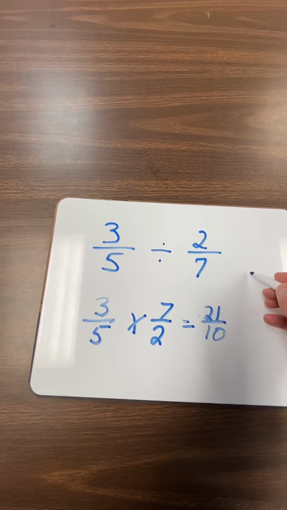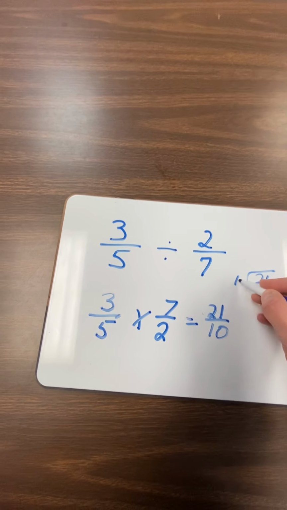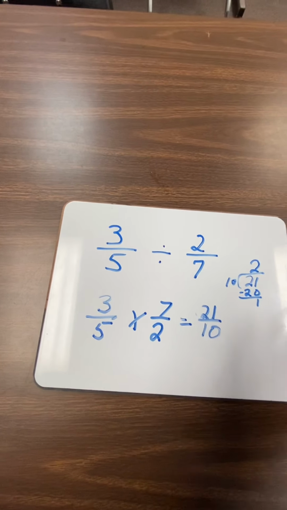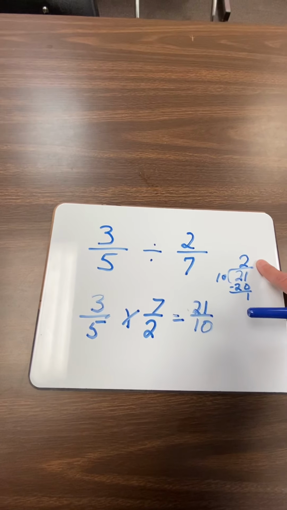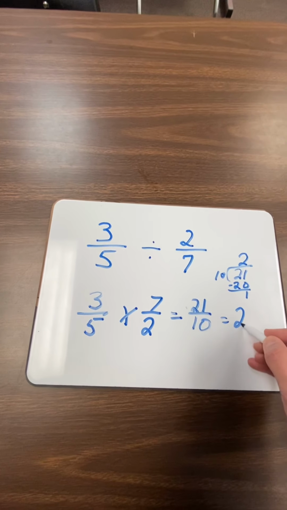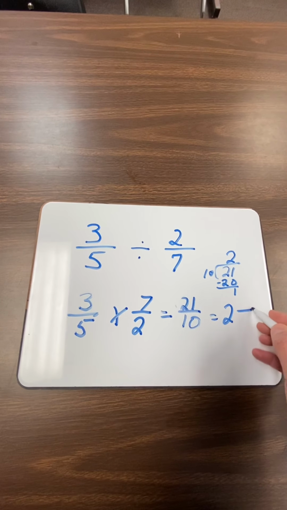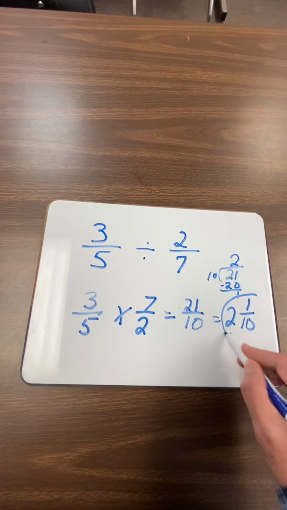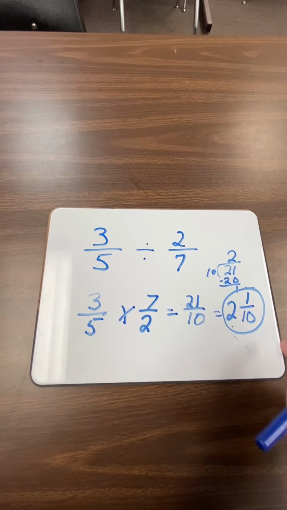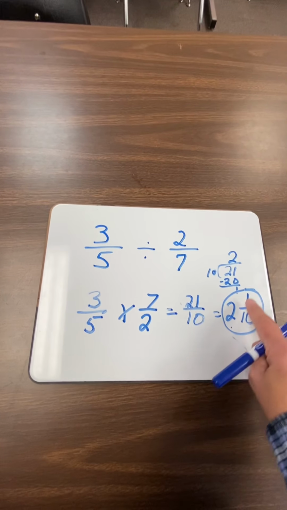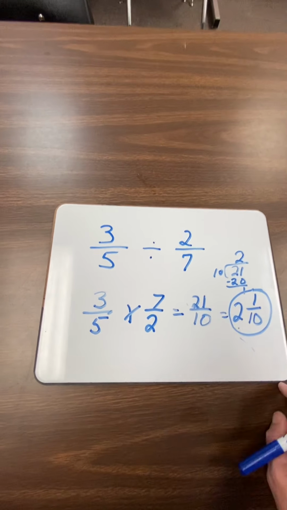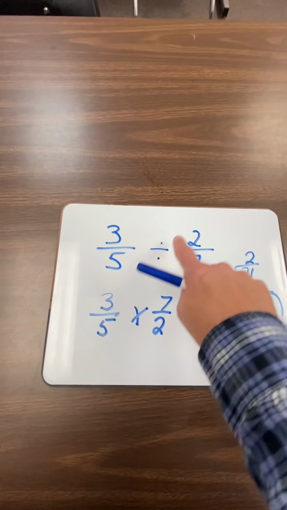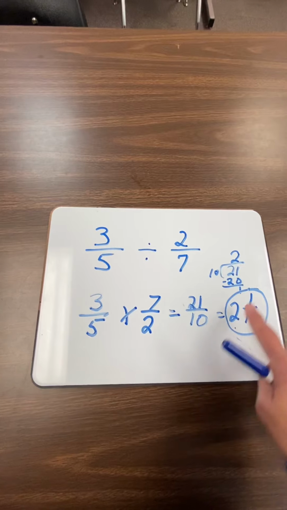So if you remember, we have to take 21 and divide it by 10. That goes 2 times, which is 20, with 1 left over. So your whole number is your quotient, your answer. Your remainder becomes your numerator. Your denominator stays the same. So 2 and 1/10. To check that, 10 times 2 is 20, plus 1 is 21, and the 10 stays the same. So 3/5 divided by 2/7 would be 2 and 1/10.